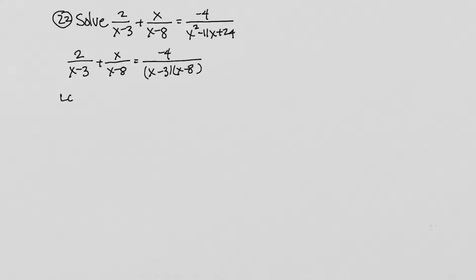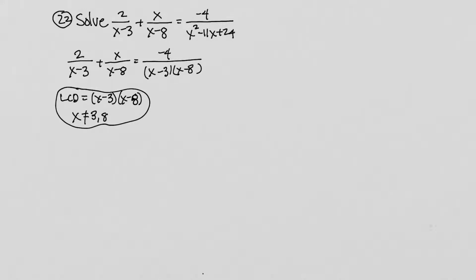So here's our LCD. Our LCD is x minus 3, x minus 8, and since we're going to be multiplying both sides by this quantity, we have to be sure that this is not 0. And this is going to be 0 when x is equal to 3 or 8. So those are excluded values. So we can't have those values. So at the end of the problem, if we get one of these numbers, we have to toss it out.